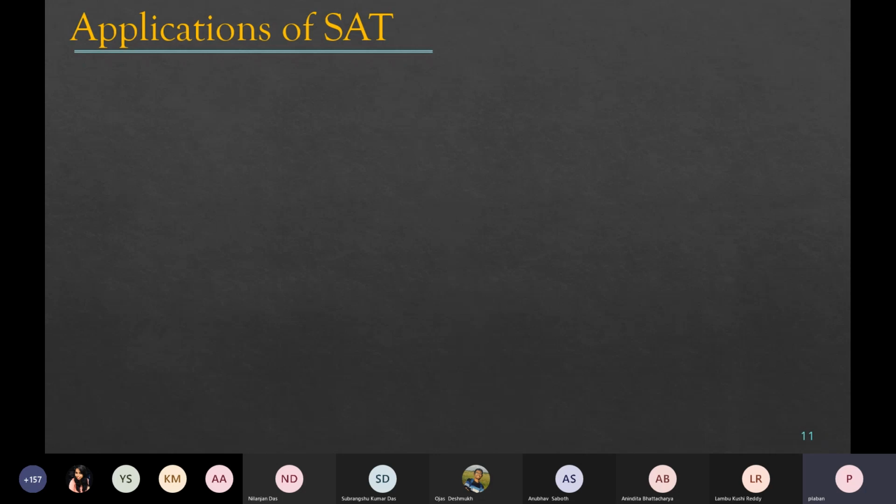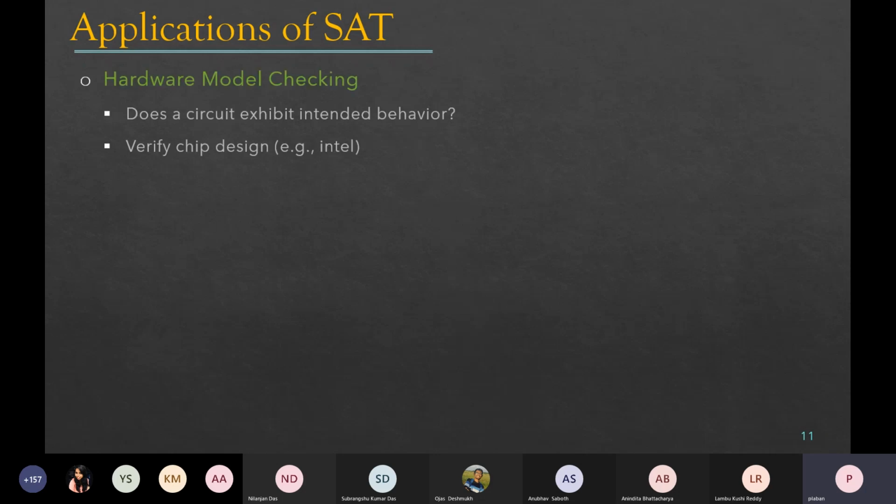Now let us look at the why part of it. What are the applications of SAT? SAT is widely used in hardware model checking. For example, a chip has been designed by, say, Intel, and we need to see whether the chip is performing the functions that it is intended to do. So there is a specification before we start designing this chip. And finally, you have to carry out a rigorous test of whether it is producing the behavior that it has to produce. And how do you do that?